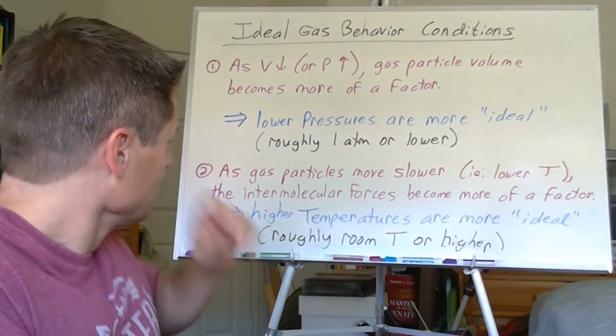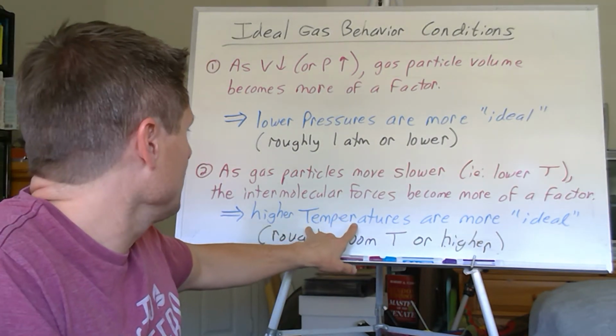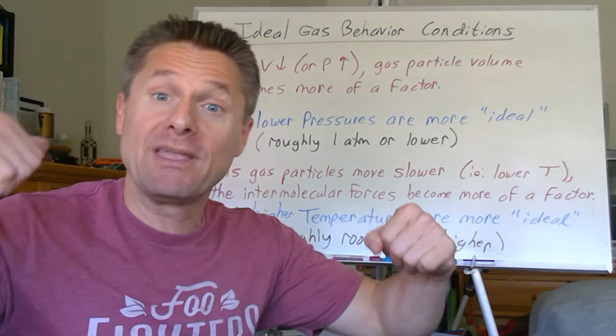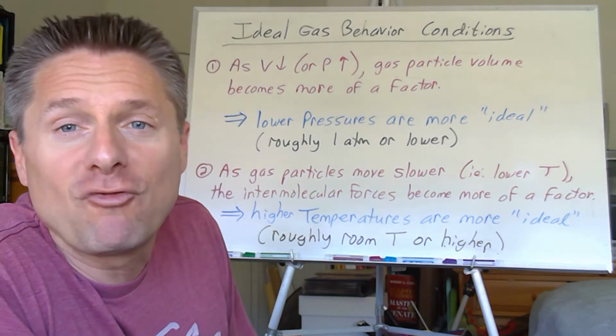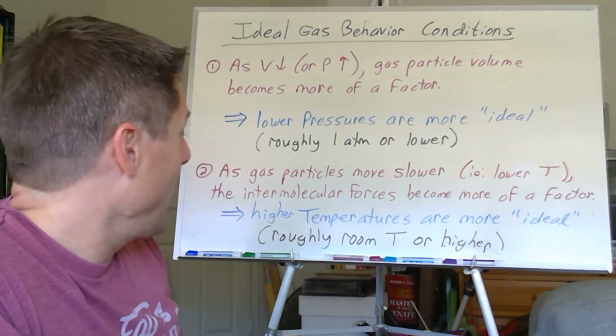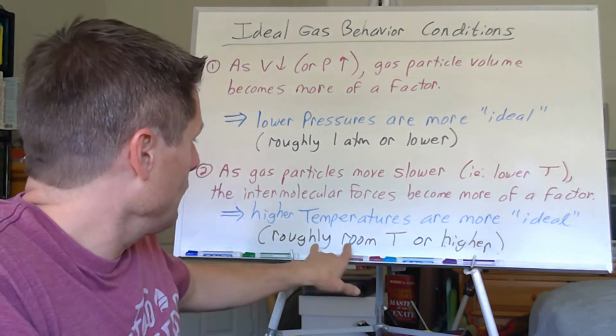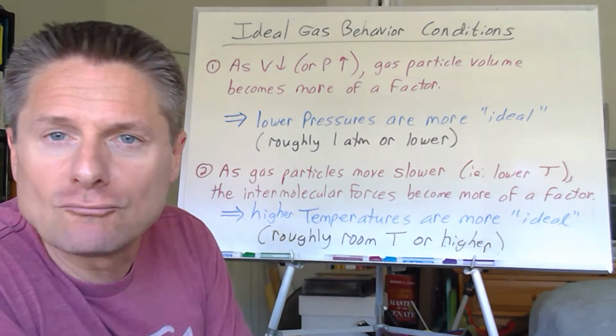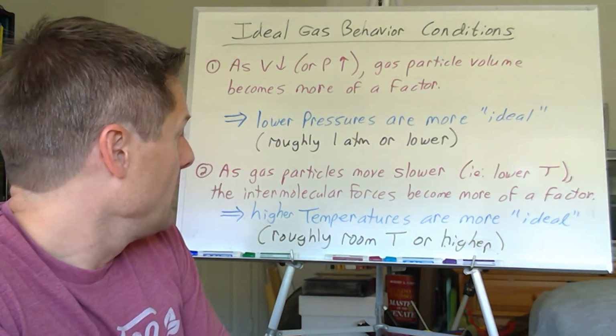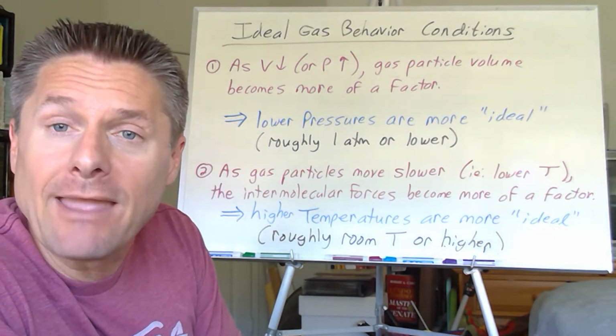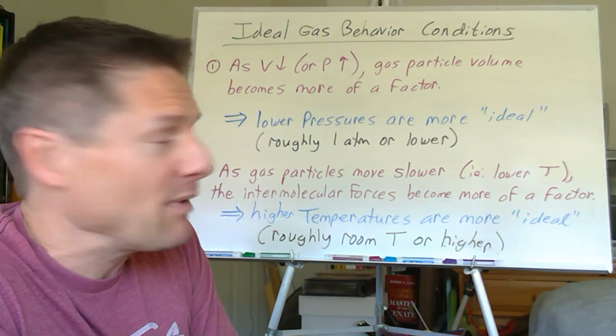Sorry about that. Got excited. So higher temperatures are considered more ideal because the intermolecular forces are less likely to have any kind of impact. And again, what's our reference point? Roughly room temperature, right? Around 20 degrees Celsius or so. And anything higher than that, we're okay making that assumption of ideal gas behavior.